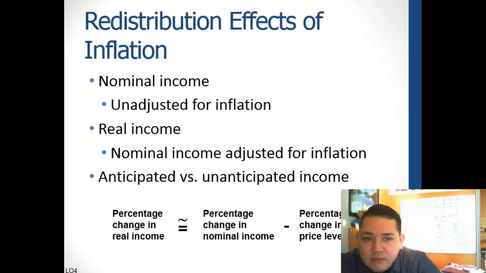Now, nominal income is the number of dollars received as wages, rent, interest, or profits. Real income refers to the purchasing power of your income. How much can you actually purchase with your income? Anticipated inflation is much less harmful than unanticipated inflation. Real income can decrease even with an increase in nominal income if the inflation rate is higher than the increase in nominal income.